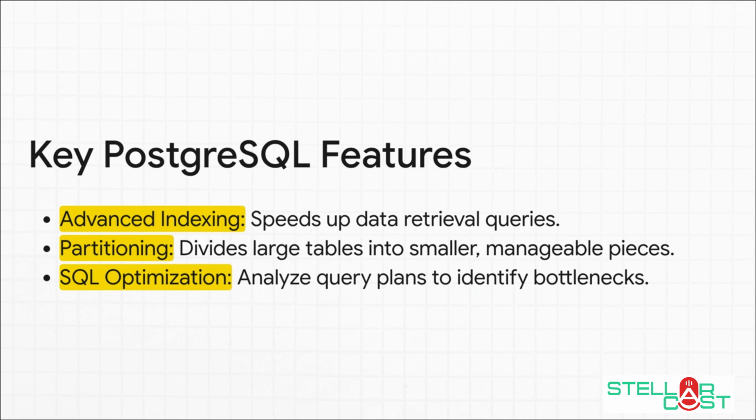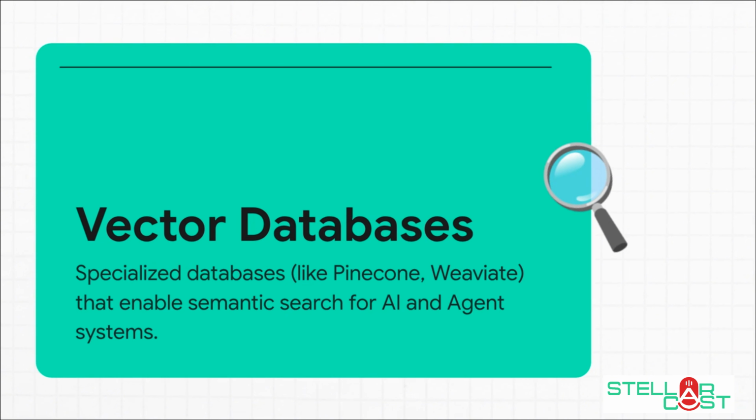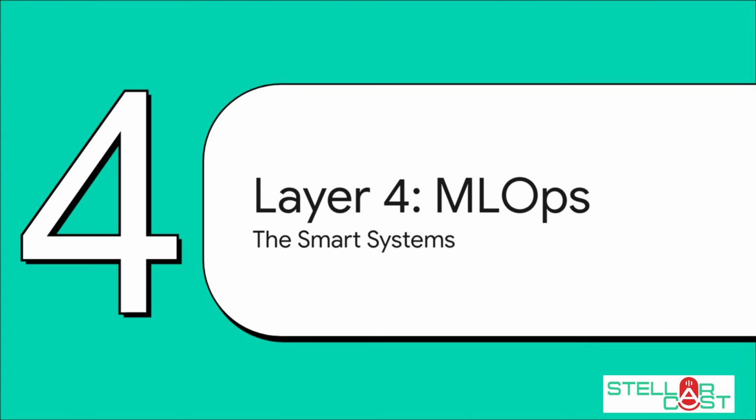clean, complex queries. Now, for our AI systems, we need a special kind of tool, a vector database. You see, AI models convert concepts like text or images into these long strings of numbers called vectors. Vector databases are purpose-built to store and search through millions of these vectors based on their meaning, which is what powers modern semantic search.